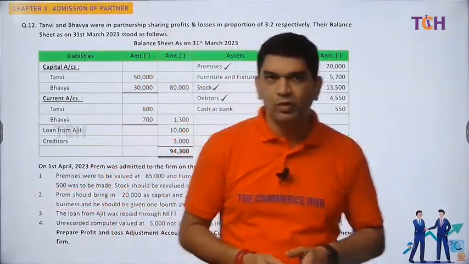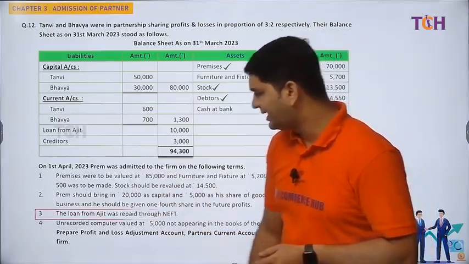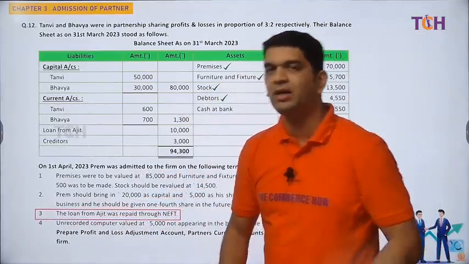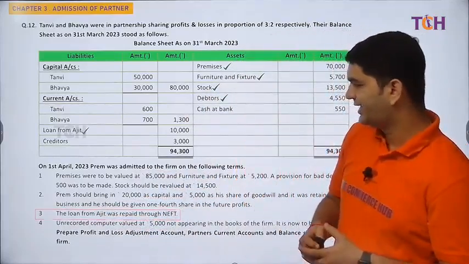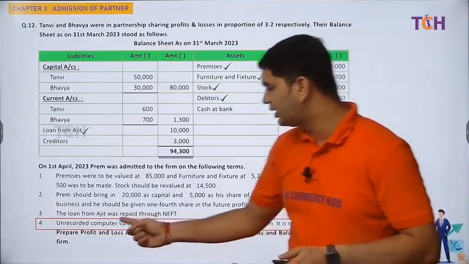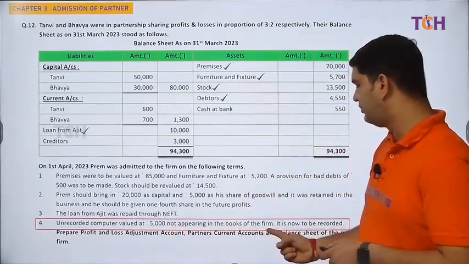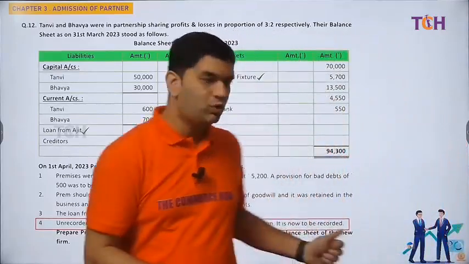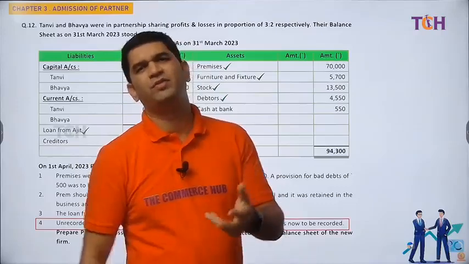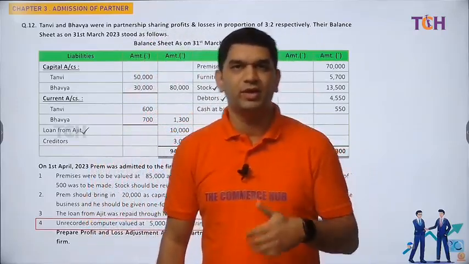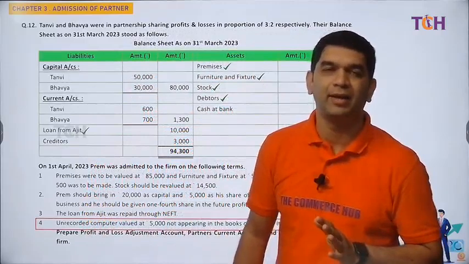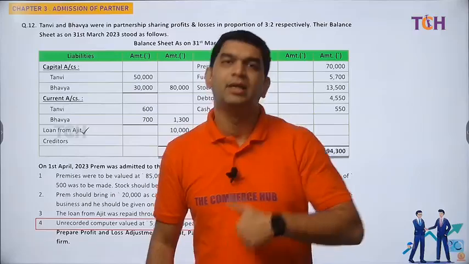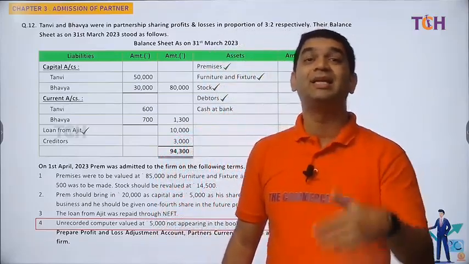Now, moving further, let us have the next adjustment. The loan from Ajit was repaid through NEFT. So again, we'll mark Ajit's loan. Then the next one is an unrecorded computer, valued at 5,000, not appearing in the books of the firm. It is now to be recorded. So obviously it is an unrecorded asset. If we are going to record it, it will be shown on the asset side of the balance sheet. And as this was unrecorded earlier, now we are recording it. It is as good as an increase in assets.